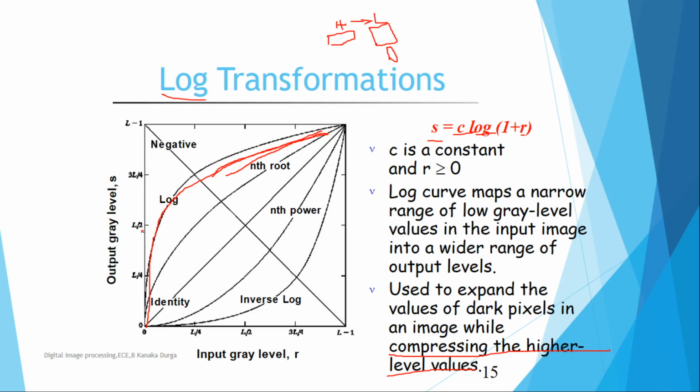And the next one is the inverse log. Suppose I have to do the inverse operation, such that the compression is applied to the lower intensity values. Then I go for inverse log. What inverse log does is compress the lower intensity values. At that time we go for the inverse logarithmic function.